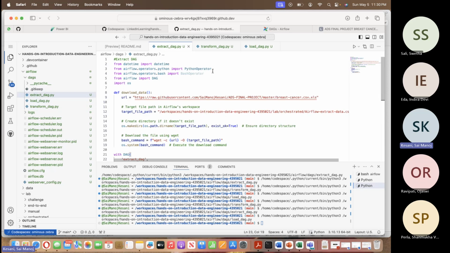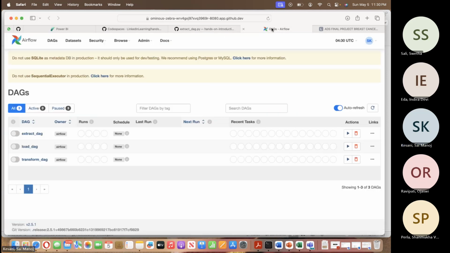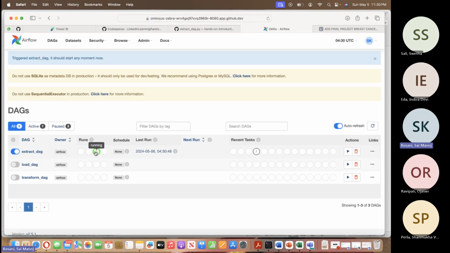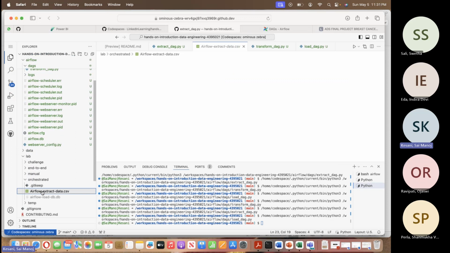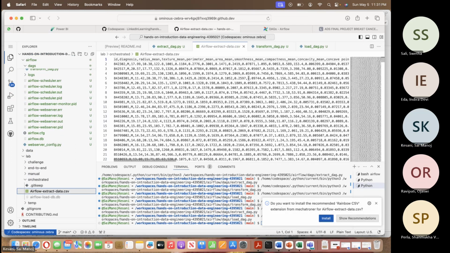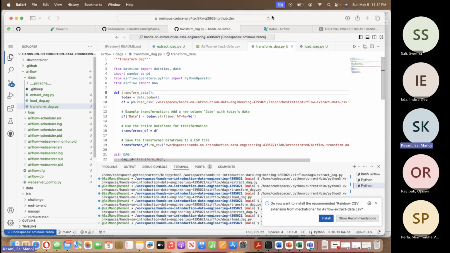So let's run the extract DAG. It is at the running stage. So it got success. This is the extract output table, and this is our transform DAG.